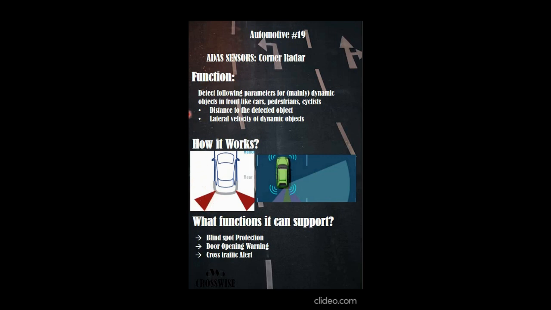The purpose is the same as the front radar. It should detect objects and also calculate velocity to calculate the risk, especially when you're changing lanes or when you're pulling your car out of a parking spot. It helps to detect if there are any objects in the cross traffic. So it supports functions like blind spot protection, door opening warning, cross traffic alert, etc. It is usually shown by this icon in the car, and is usually installed at the 4 corners of your car inside the bumper.